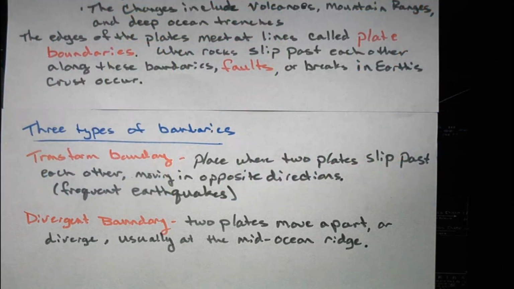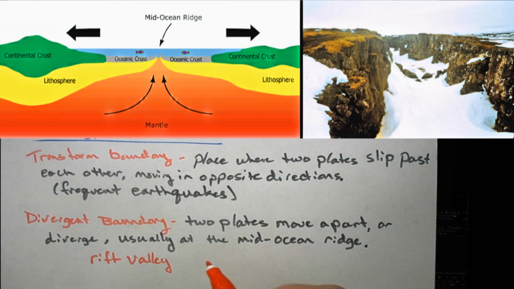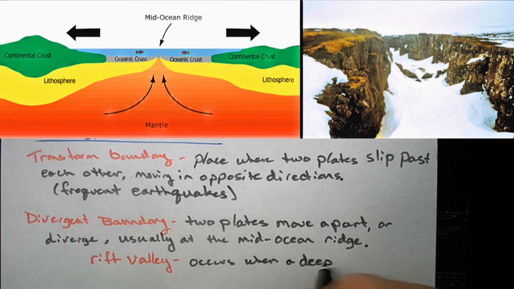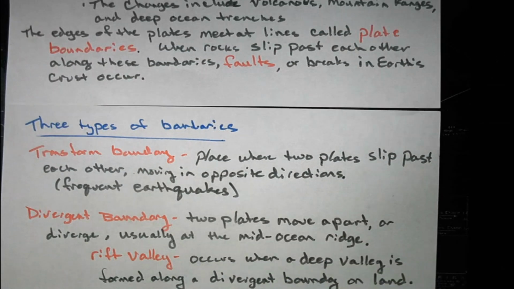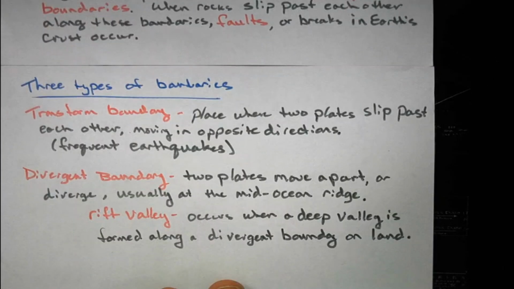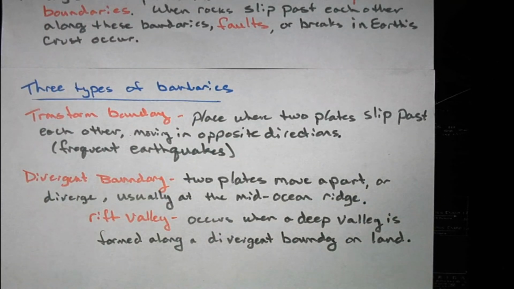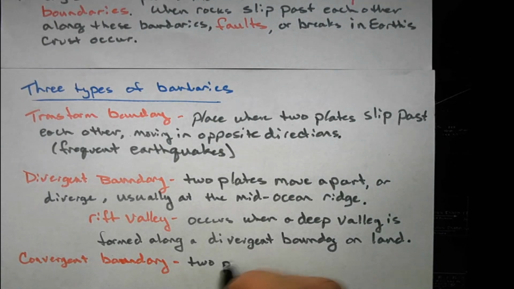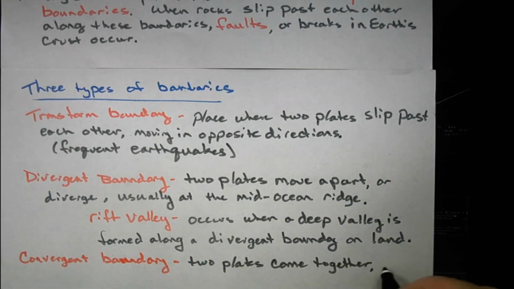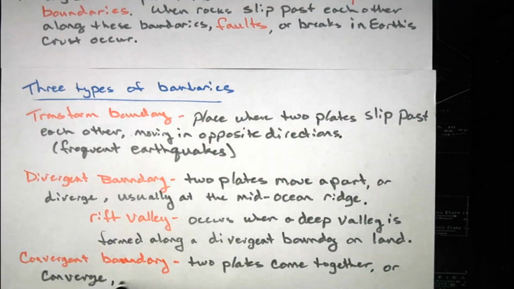One part of them is called a rift valley. This occurs when a deep valley is formed along a divergent boundary that develops on land. And then the third one: if we have a transform boundary, where plates move past each other, and a divergent boundary, where they move apart from each other, then we would have a convergent boundary. That occurs where two plates come together, or converge, causing a collision.